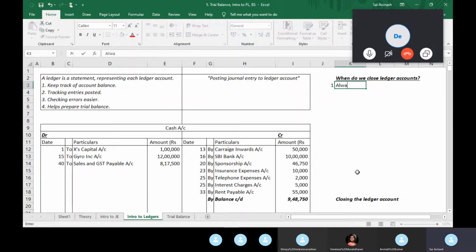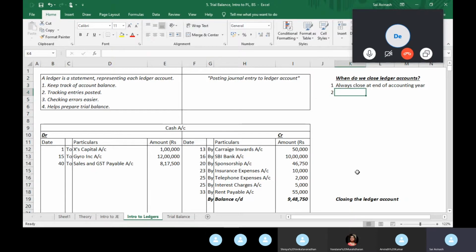We always close at the end of the accounting year, which means on 31st March, if you're following an accounting year of 1st April to 31st March for preparing your accounts. Or if you're using the calendar year, you'll end on 31st December. So on that date, you will close all the accounts.